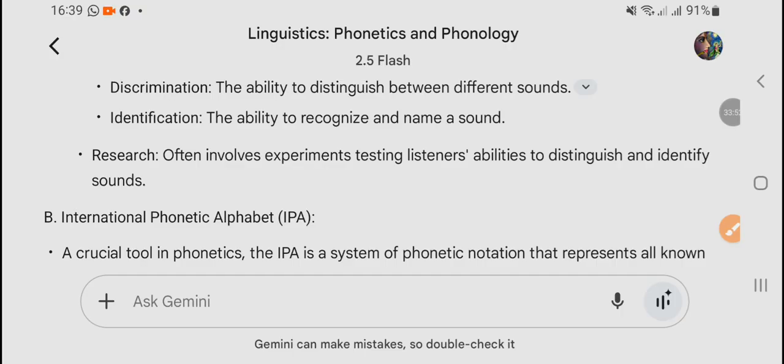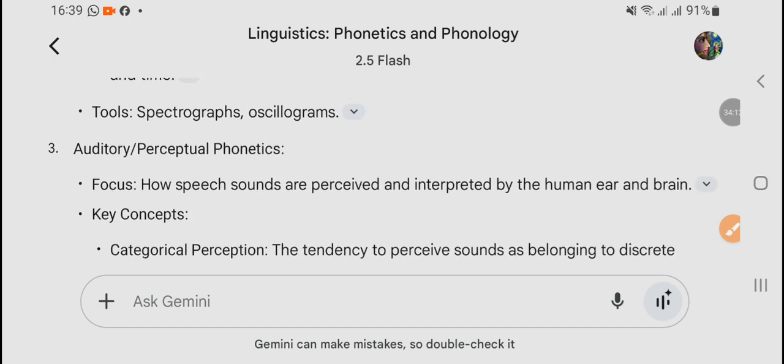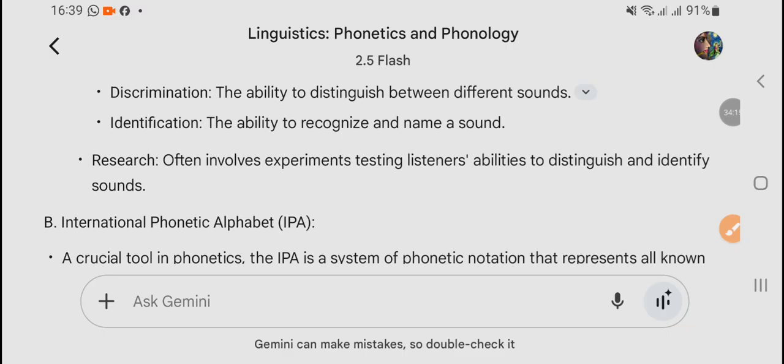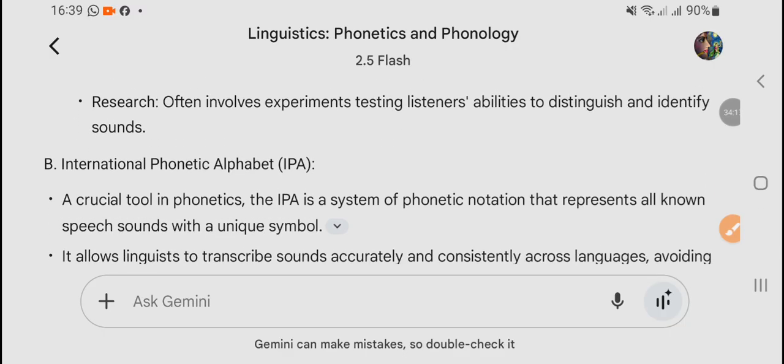So we will be able to understand, for example, we can understand and find out the meaning and tone and everything. That comes under auditory phonetics, right? So that is something about it.